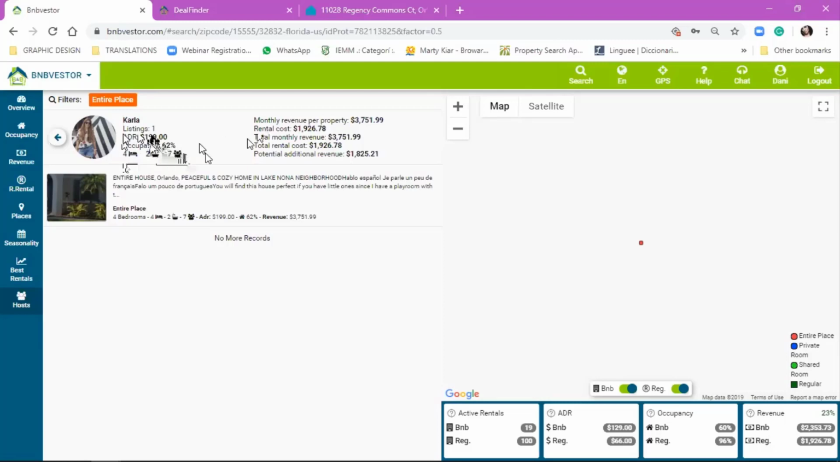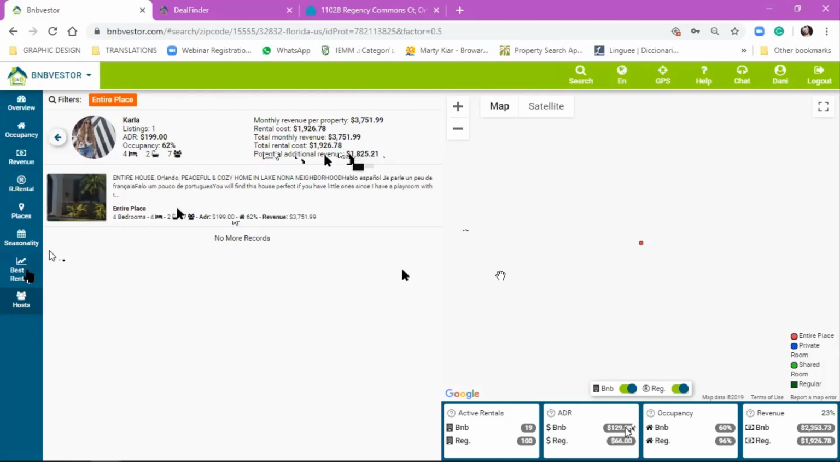Okay, so you can see that she has an average daily rate of $199 and an occupancy of 62%, with a monthly revenue per property, which is only this one, of course, of 3,751, and a rental cost of 1,926. We're going to subtract that, and she has a potential additional revenue of 1,825 only for this property. Imagine what she can do with 2 or 4 properties, for example.